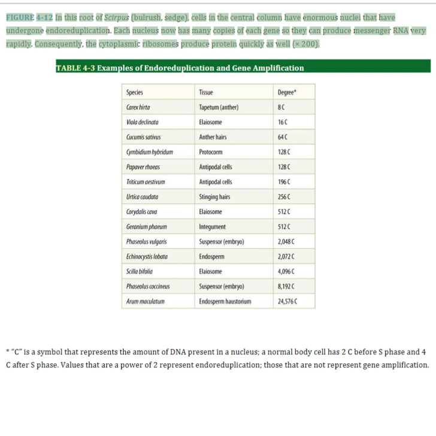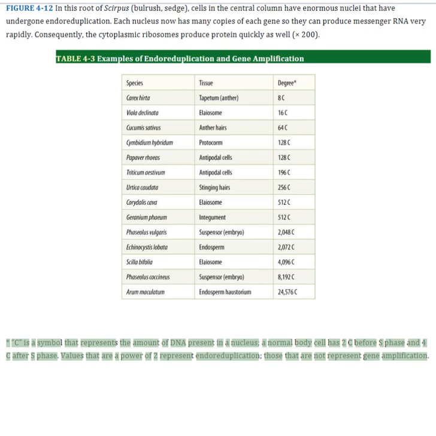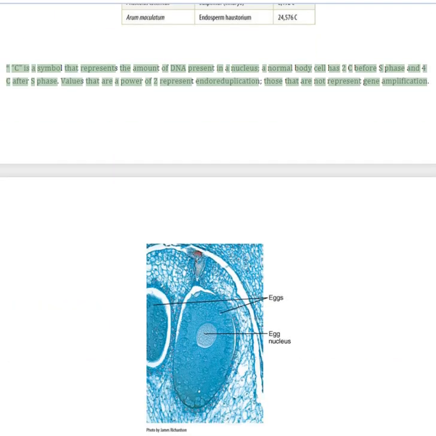Each nucleus now has many copies of each gene so they can produce messenger RNA very rapidly. Consequently, the cytoplasmic ribosomes produce protein quickly as well. Table 4.3: Examples of endoreduplication and gene amplification. C is a symbol that represents the amount of DNA present in a nucleus. A normal body cell has 2C before S phase and 4C after S phase. Values that are a power of 2 represent endoreduplication, those that are not represent gene amplification.